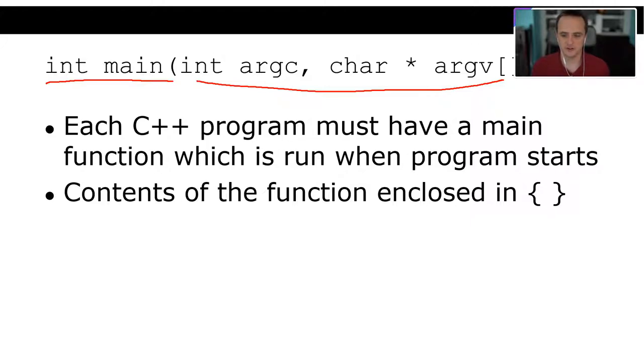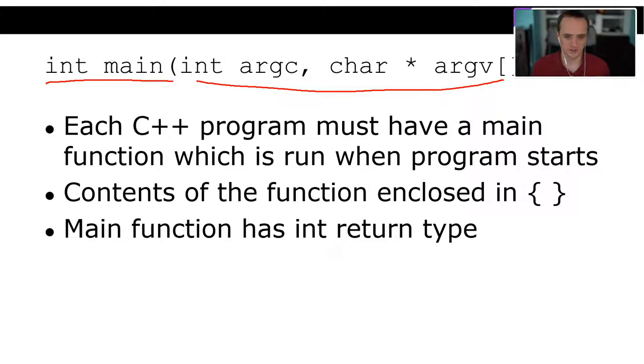The contents of the function are enclosed in curly brackets, just like they are in Java. And the main function has an int return type. Okay, so the int return type, whatever you return from main, is actually the type that gets returned to the console for the purposes of saying whether or not your program terminated successfully. So if you return a 0 from main, it means, hey, everything went fine. If you return anything but a 0, then your console interprets that as an error code, right? So you can return -1, and then whatever called your program can interpret that -1 however you want.